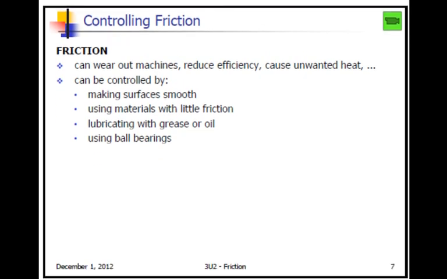So this slide here gives you some ideas of how we can control friction. Friction can wear out machines and reduce efficiency. So we control it by making surfaces smooth, replacing surfaces with ball bearings, lubricating, or using materials with little friction, like smoother surfaces.